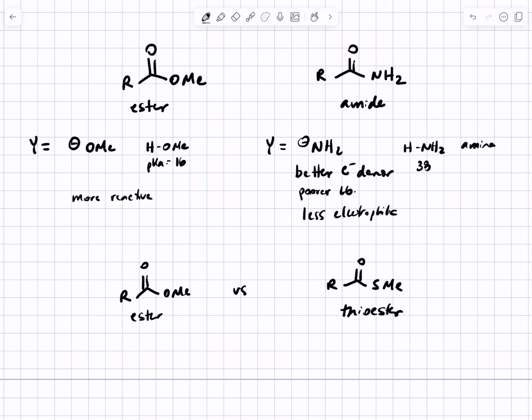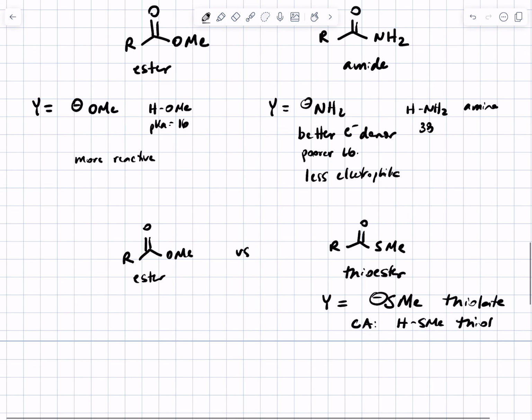Okay, so ester you already know, we've drawn it above. For the thioester, the Y group, the leaving group, is a negatively charged sulfur attached to an alkyl group. This is called a thiolate. Its conjugate acid is a thiol. If you were to look that up, Me is an abbreviation for a methyl group. You ought to get used to that, sorry.